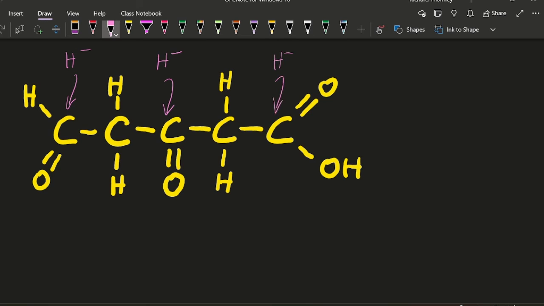So what would be the result of this reaction? Well, for the aldehyde at this end, that's going to reduce to a primary alcohol. For the ketone, that's going to make a secondary alcohol. And for the carboxylic acid, if we go all the way back, we're going to end up with a primary alcohol.